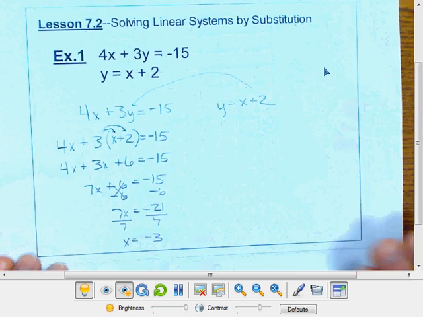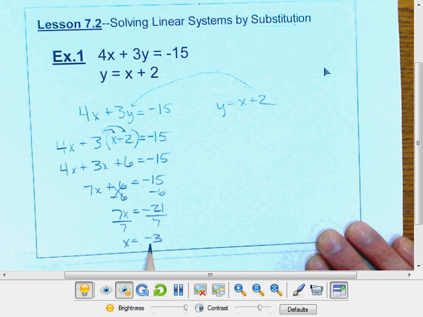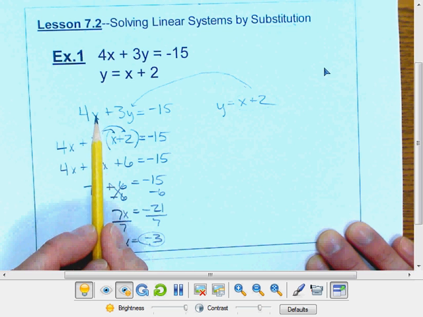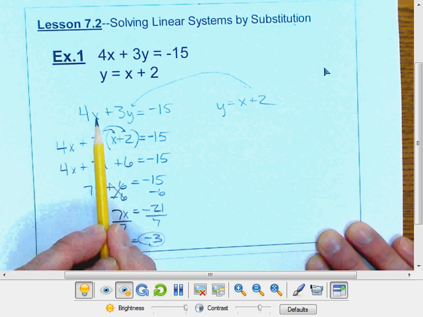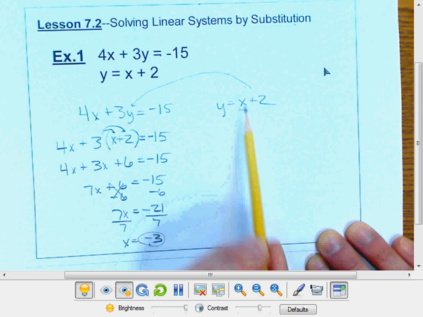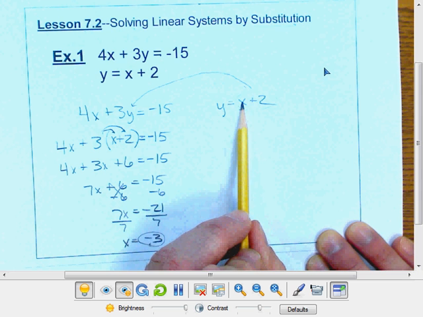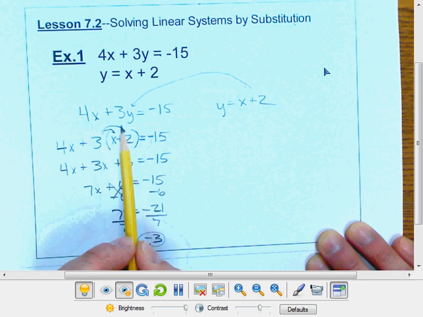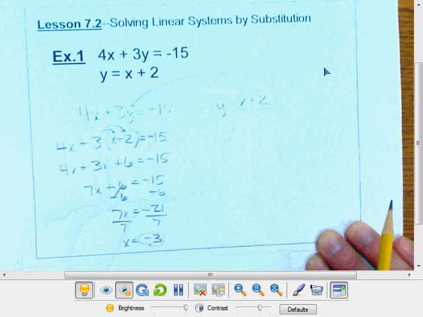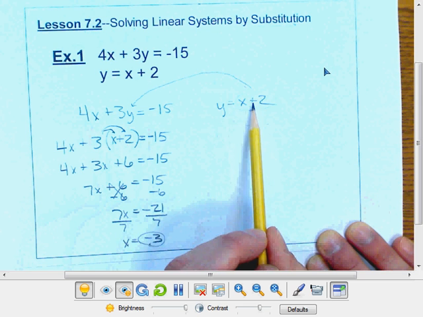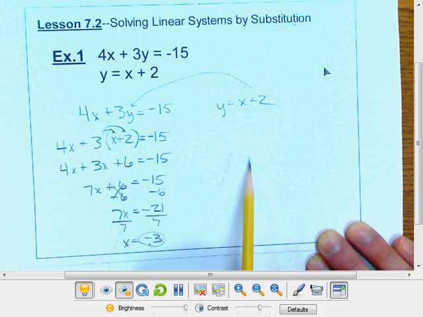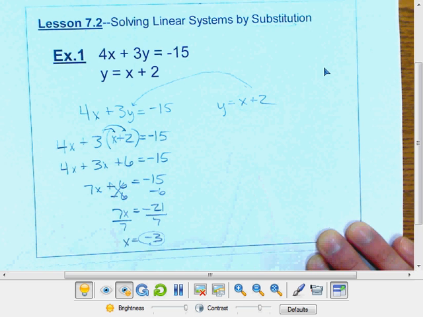So if we take that paper back away, this answer right here that we got of negative 3 for x, we can take that number and put it back into either this equation for x or this equation for x. I'm going to choose to put it into this equation for two reasons. Number one, it looks easier to solve if I put it in over there, and number two, there's nothing written here, so I can show the work of finding out what y is down here.